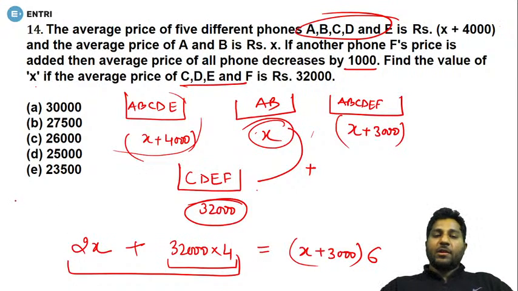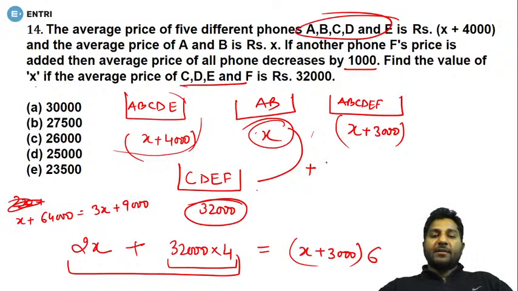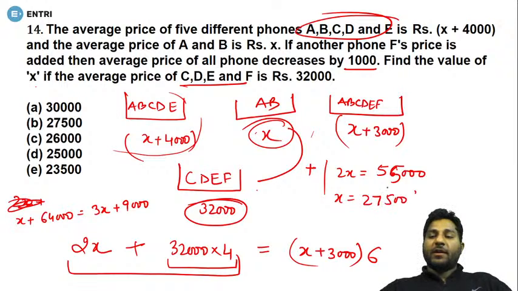Okay, now let's find out the answer. 2x plus, or you can say X plus 64,000 equals 3x plus 9,000. Okay, and that means 2x equals what? 55,000. That means the value of X equals 27,500. So it was option B.